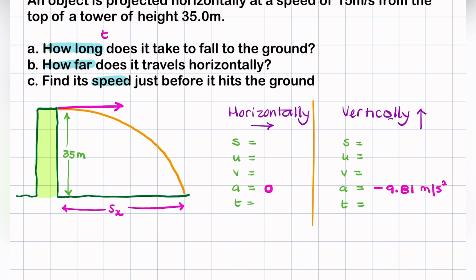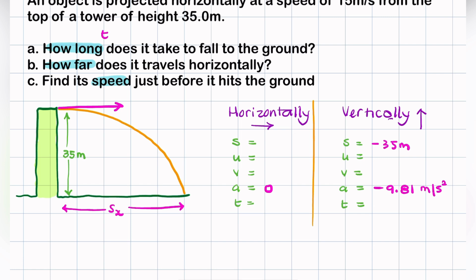Now, what else do we know? We know that for the entire journey, the vertical displacement will be negative 35 because it's falling by 35 meters. The displacement is a vector from where the object started to where the object ended. So vertically, it's 35 meters in the negative direction. My convention is upwards positive, downwards negative. So I've got negative displacement and negative acceleration.